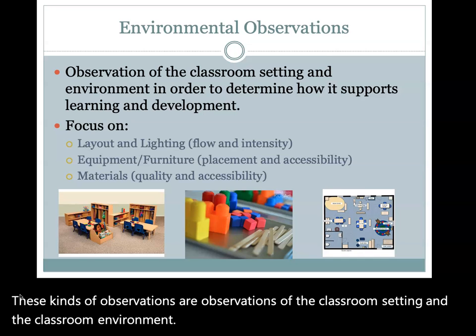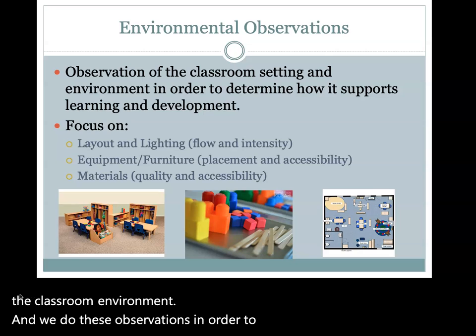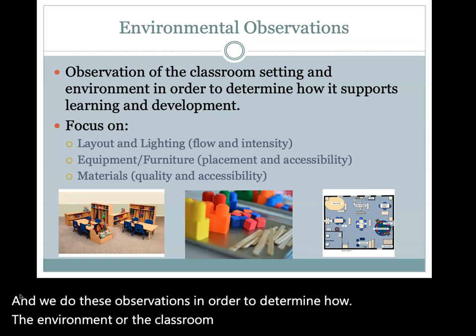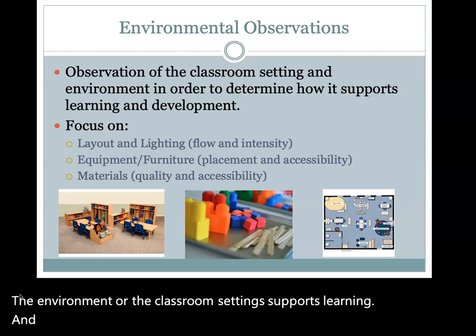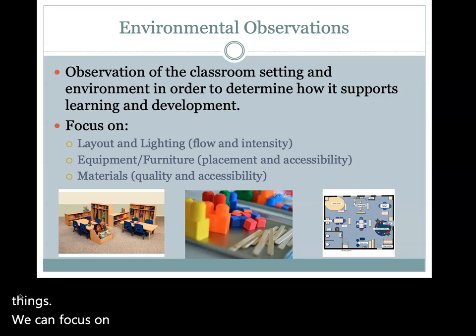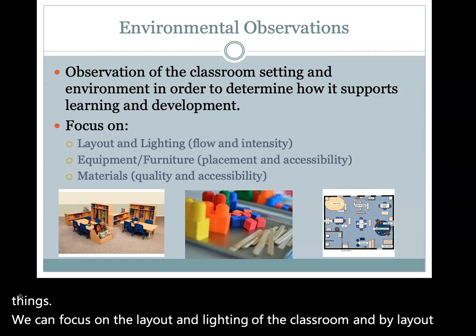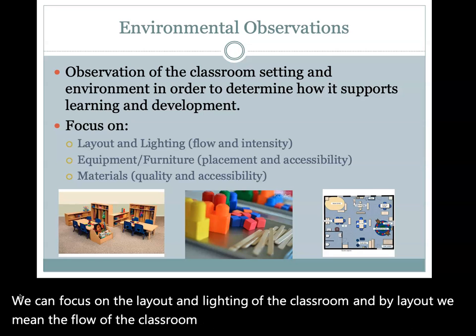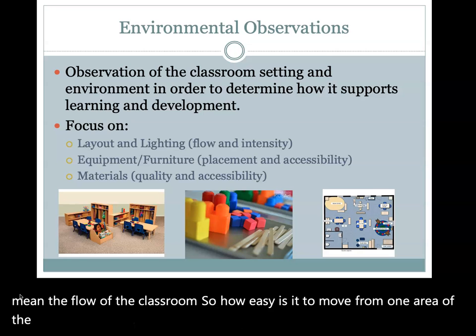And we do these observations in order to determine how the environment or the classroom setting supports learning and promotes development for the children in the classroom. So in order to do environmental observations, we could focus on a few things. We can focus on the layout and lighting of the classroom. And by layout, we mean the flow of the classroom. So how easy is it to move from one area of the classroom to another?